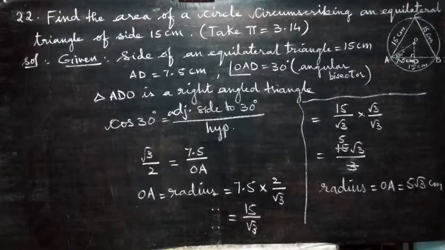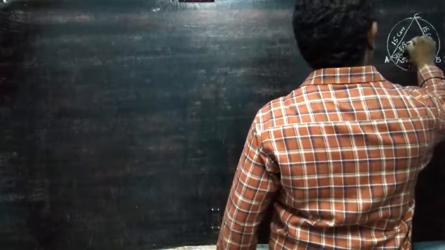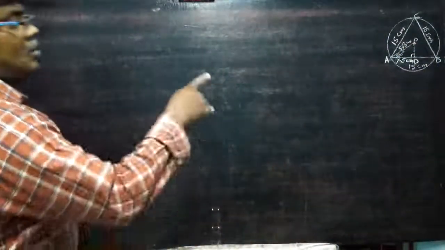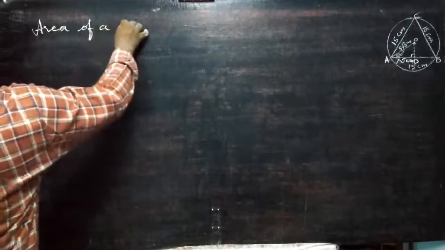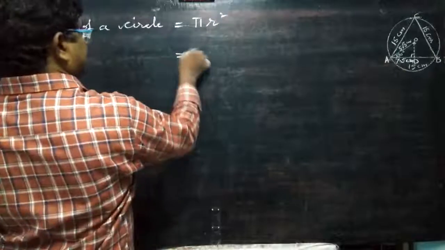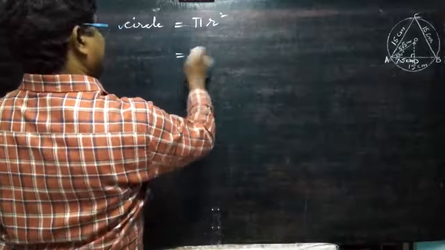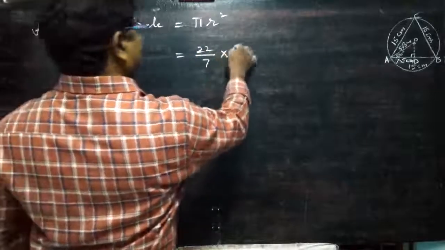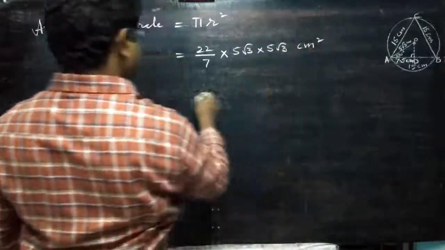After finding the radius, it is very simple. They told us to find the area of the circle. We can find the area of a circle easily. Now we got the radius as 5 root 3 centimeters. The figure is very important. Draw the figure, compulsory. Now they are asking to find the area of a circle. What is the formula for the area of a circle? Pi r square. Pi, they told us to take as 3.14.